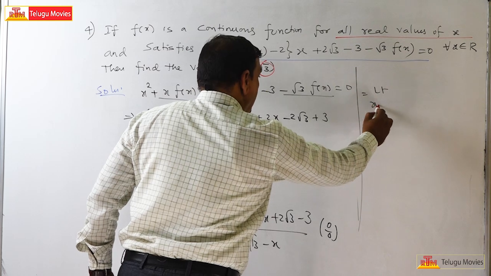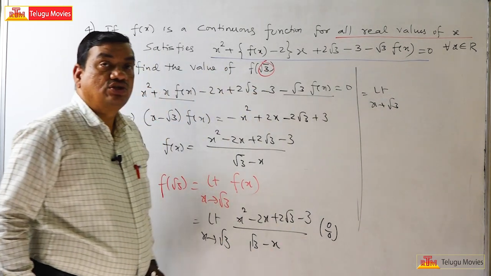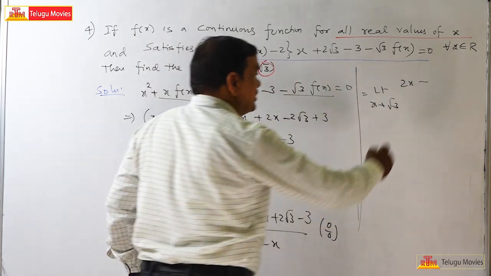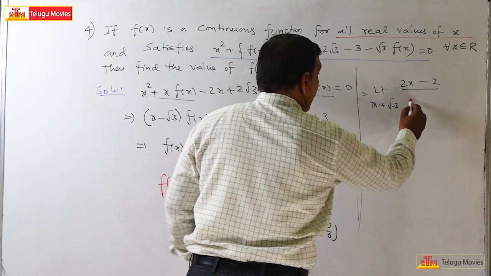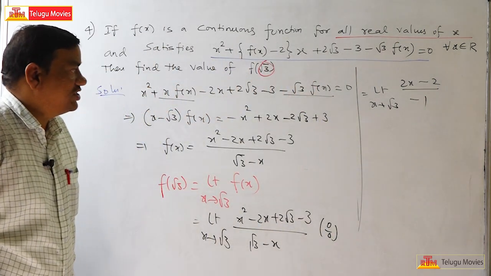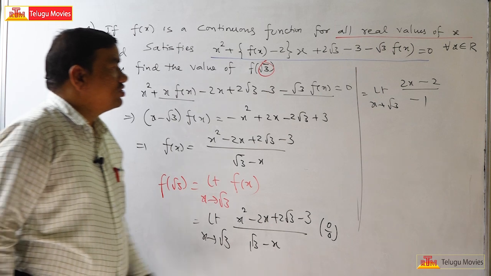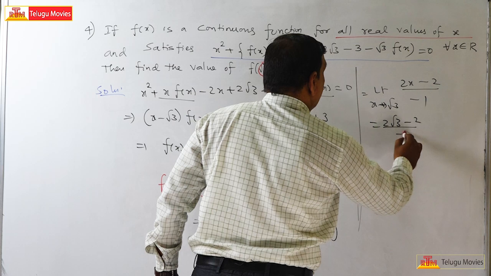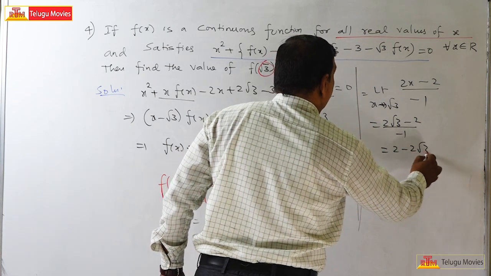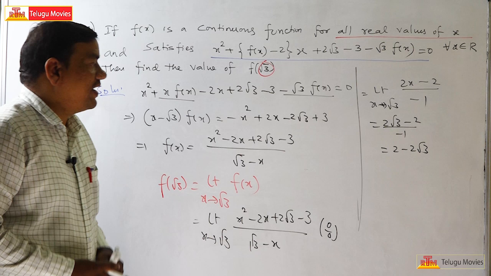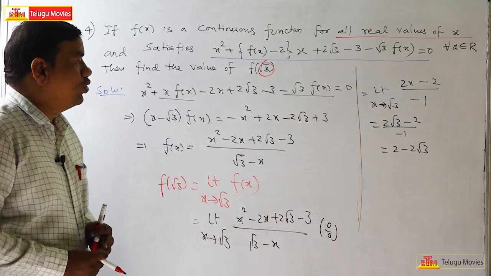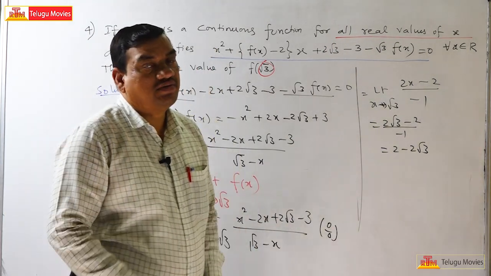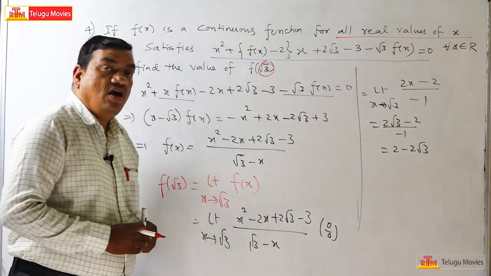So, limit x tends to root 3, x square derivative is 2x, minus 2x derivative is minus 2, by root 3 minus x derivative, which is minus 1. Understand this. So substitute wherever x is equal to root 3. So this is 2 root 3 minus 2 by minus 1, that is 2 minus 2 root 3. So f of root 3 value is 2 minus 2 root 3, otherwise 2 times 1 minus root 3. That is the solution for this.